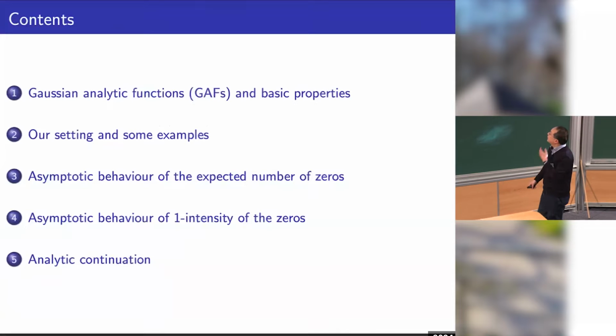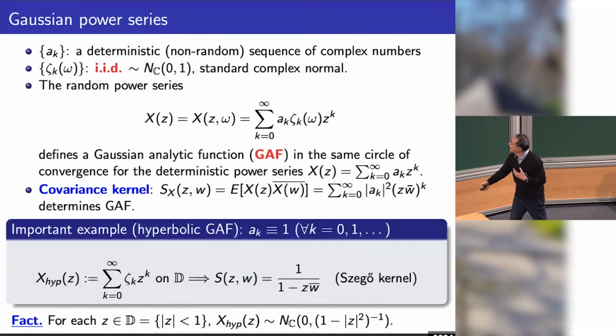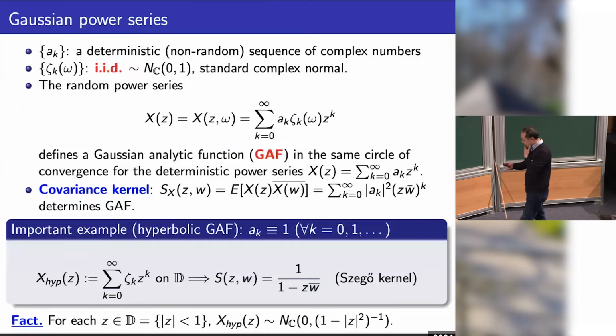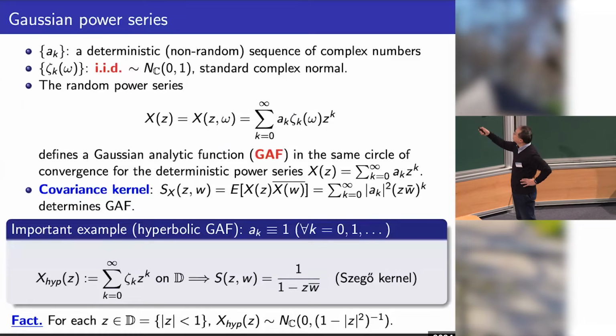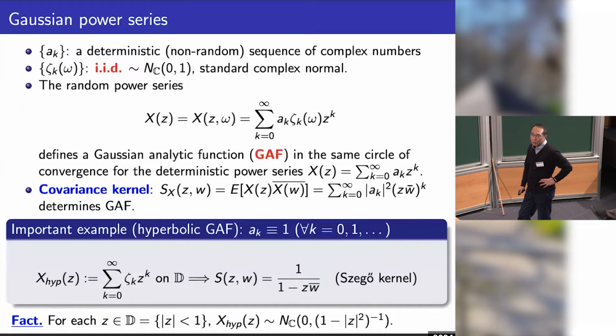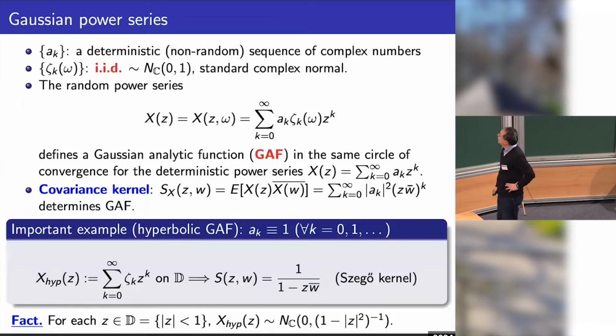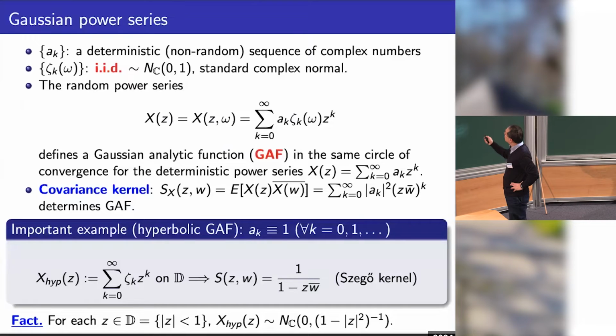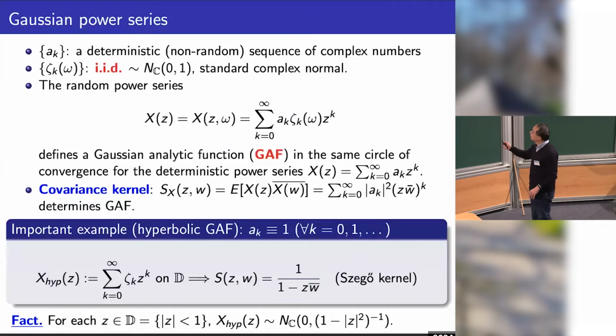So this is the main target of this talk. a_k is a deterministic sequence of complex numbers, and zeta_k is i.i.d. standard complex normal. And we consider this kind of random power series. And then we are looking at the zeros of this function.